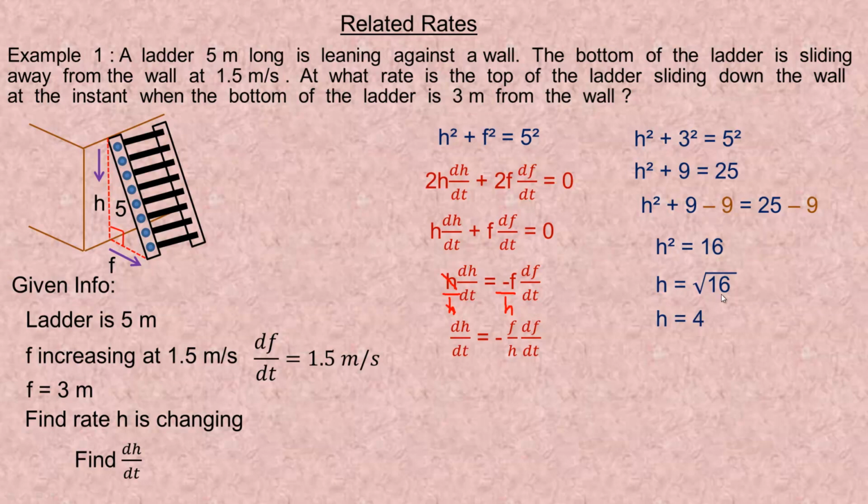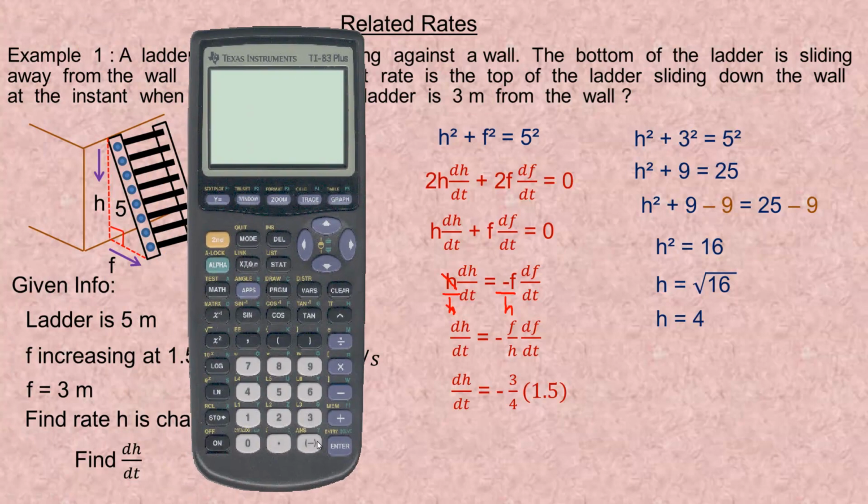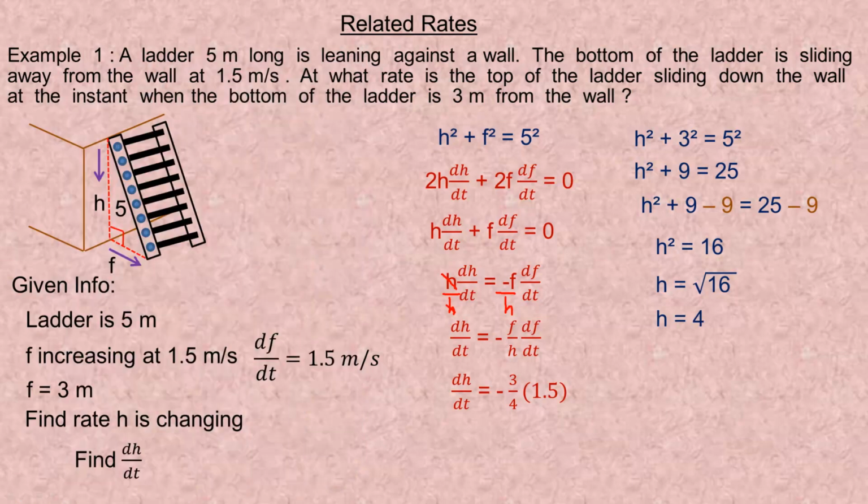H can't be negative 4, even though that's a square root of 16, because the distances here would all be considered positive only. So I can now substitute my 4 in here, and of course 3 in place of f, and the 1.5 in place of df/dt, and evaluate that. So I'll bring my calculator over here, so it will be negative 3 times the 1.5, and then divided by 4. Of course, if you want to do the negative 3/4 first, and then times the 1.5, that's exactly the same thing.